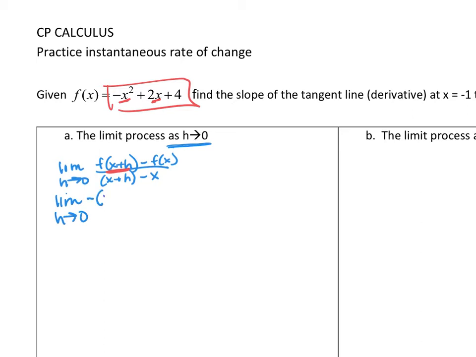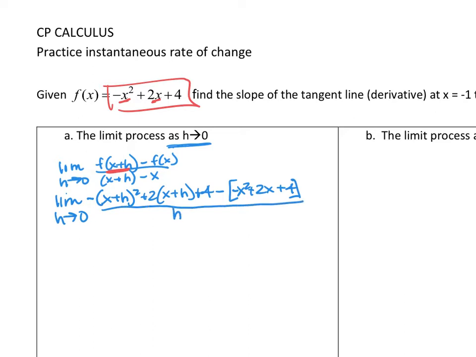So we have that negative x plus h squared plus the 2x plus h plus the 4. And now we are doing the part where we are subtracting the f of x. So I like to use a lot of brackets so that you can see how each particular part ends up being simplified. So if you remember, right up at the very top here, this x and this negative x, that goes to 0. That's why we are left with h in the denominator.